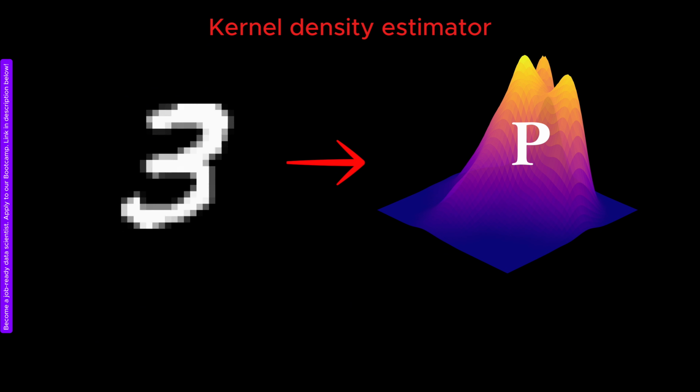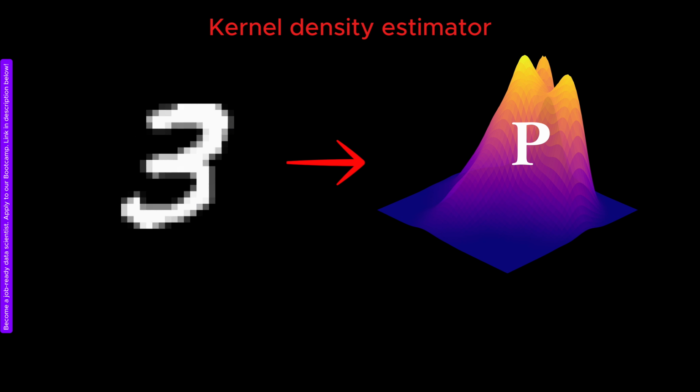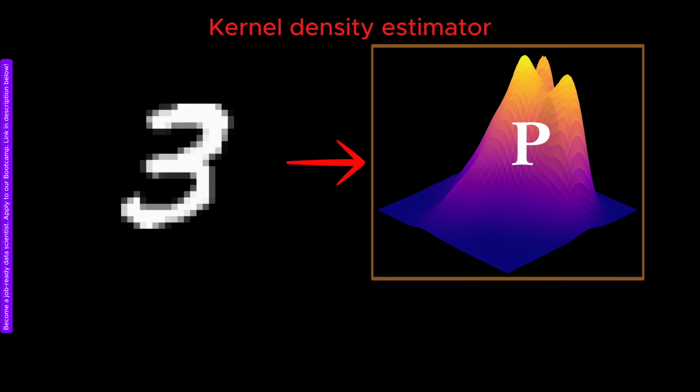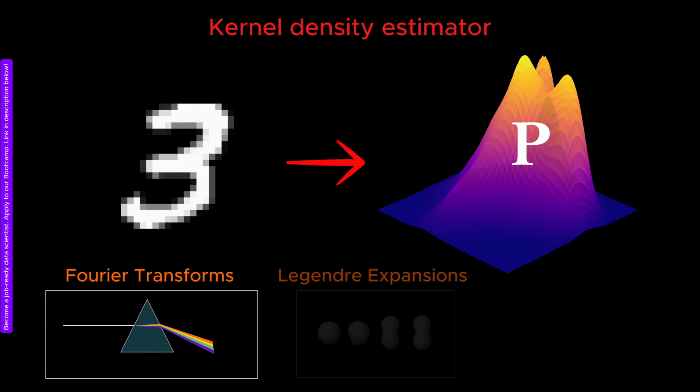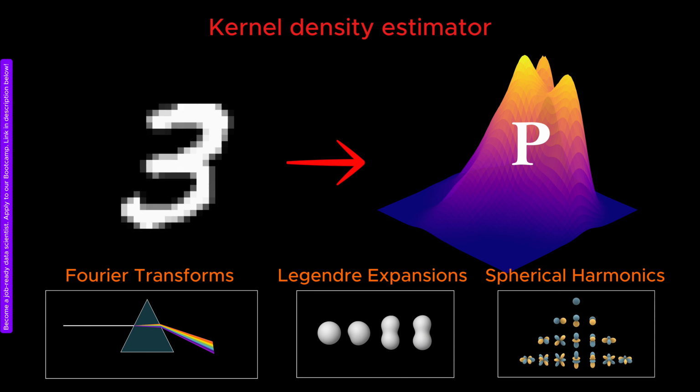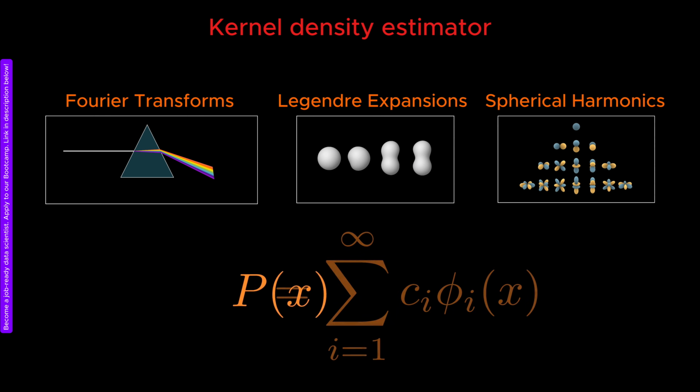But how? This is when you remember a classical approach from machine learning grounded in simple math, the kernel density estimator. It's a tool specifically made for constructing a probability distribution from data points. If you've taken physics or engineering courses, you've seen this before under many names. Fourier transforms, Legendre expansions, spherical harmonics. They all follow the same idea. Take a complicated function and expand it in terms of simpler basis functions, expressed as the following.